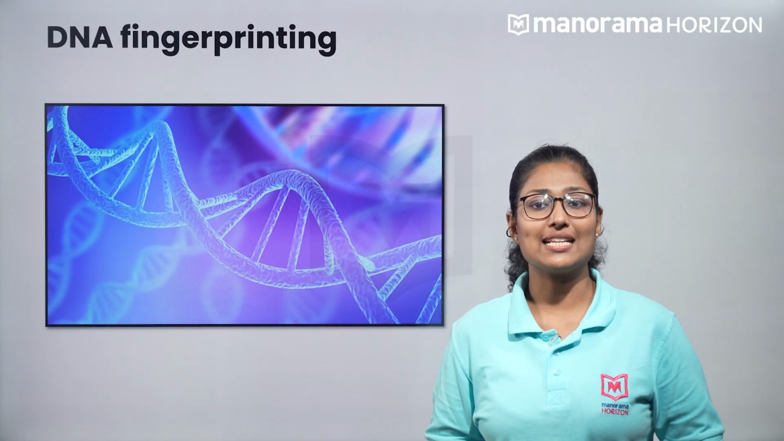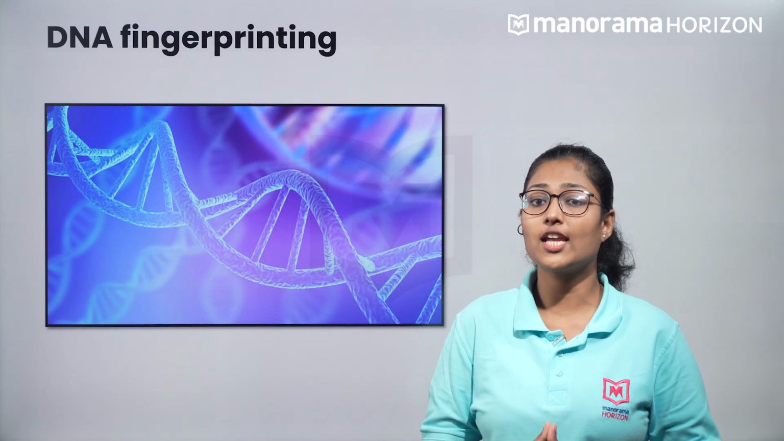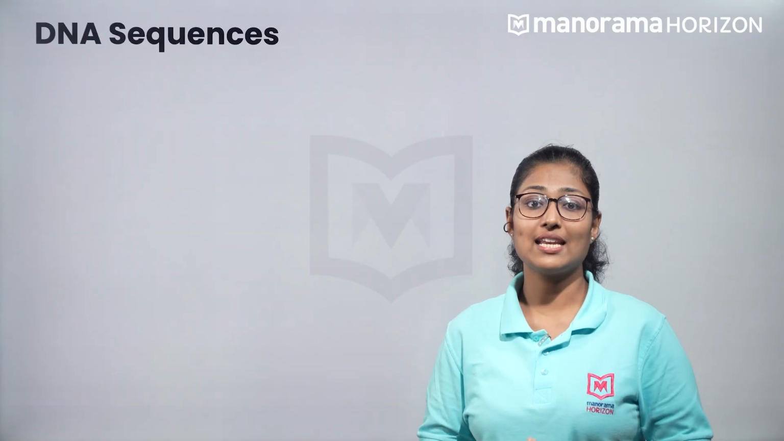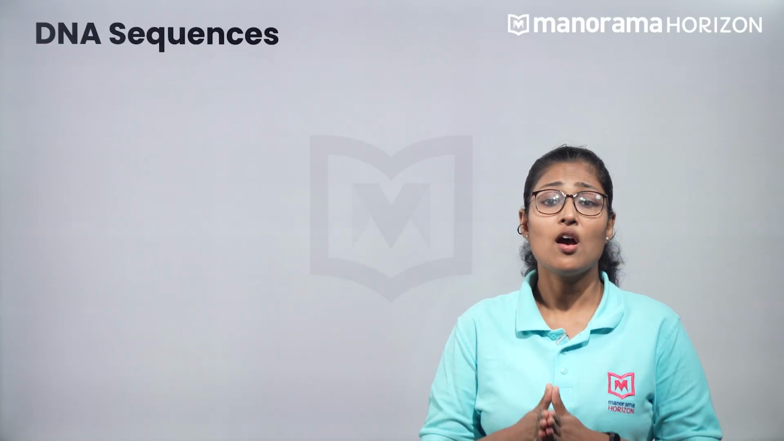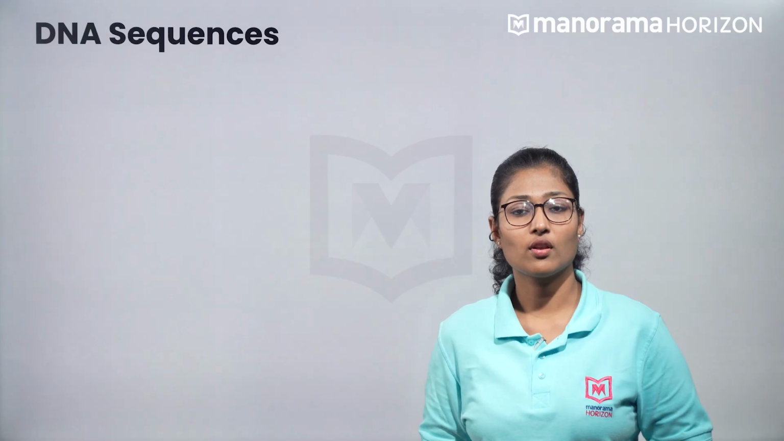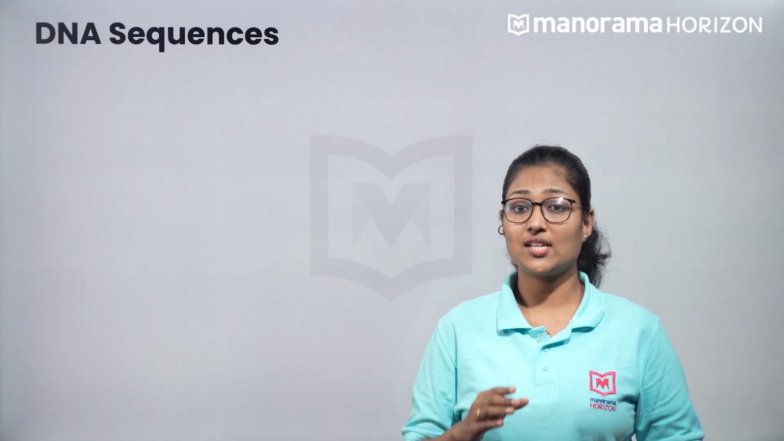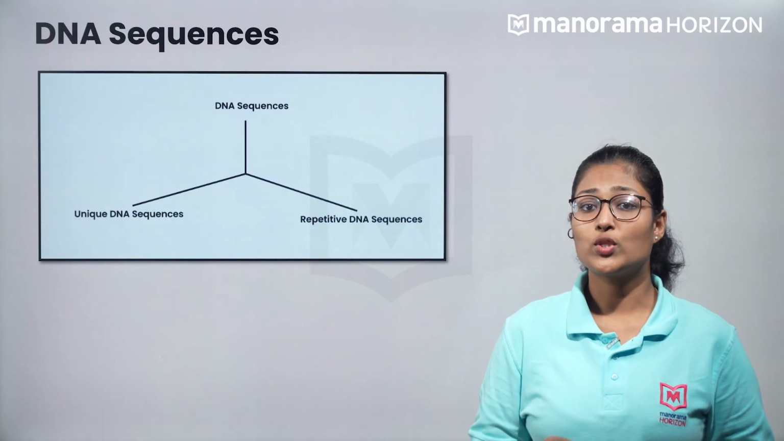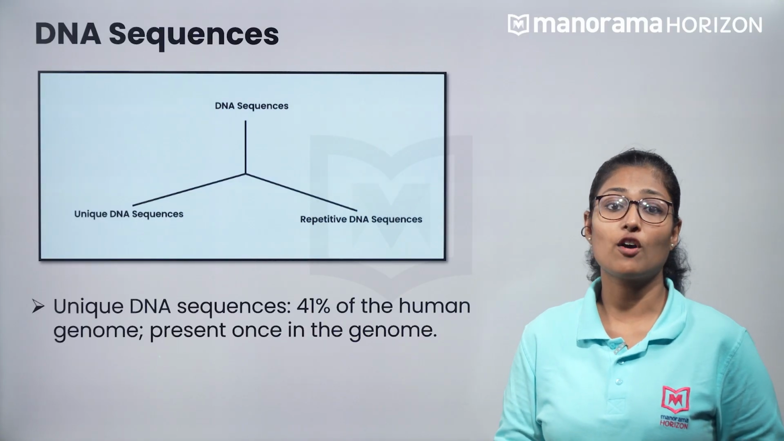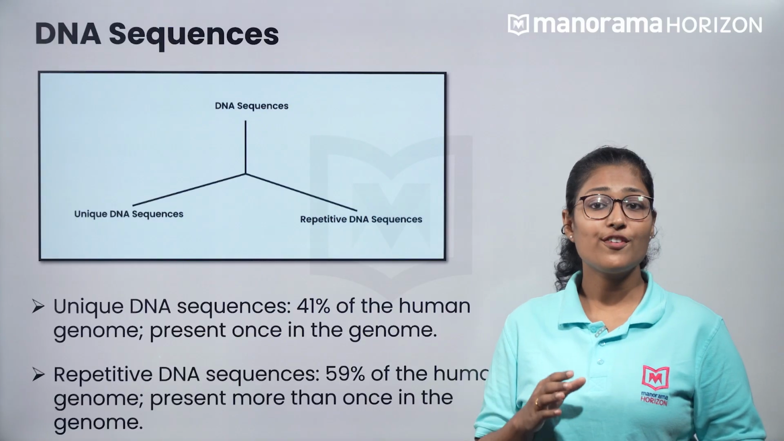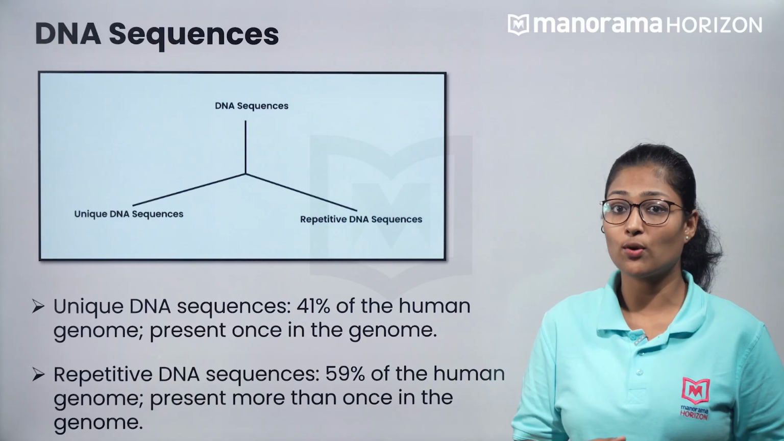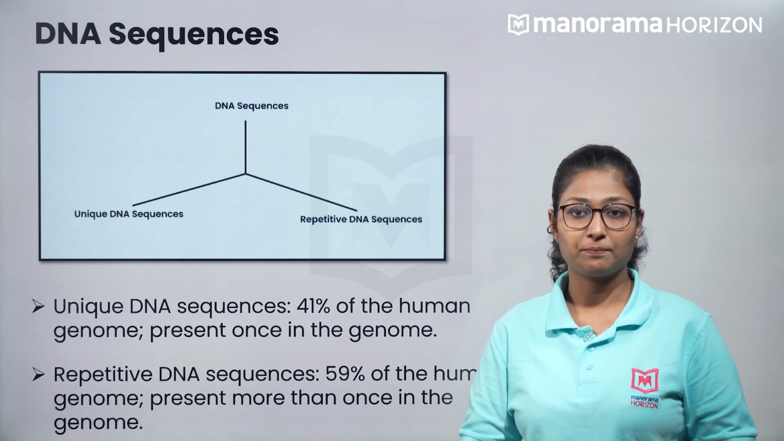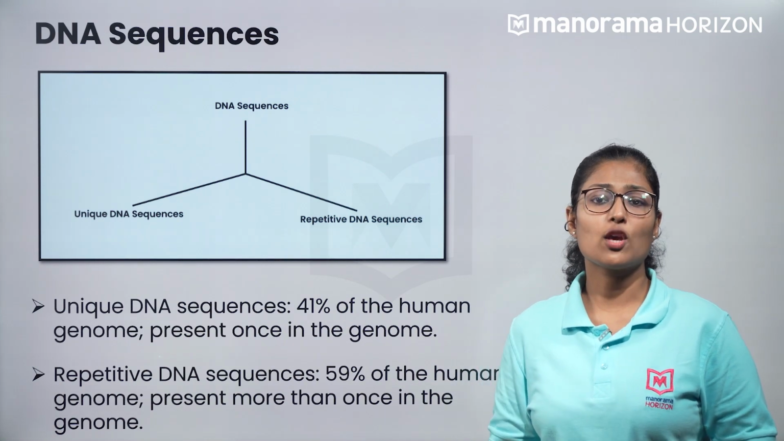We already know that the human genome is composed of 3 into 10 raised to 9 base pairs. But do you know that the DNA sequences may be present once or repeated in the genome? The DNA sequences that are present only once throughout the genome are called unique sequences, which makes up around 41% of the human genome. The rest 59% of the DNA sequences are repeated more than once and make the repetitive DNA. You might ask a question here.